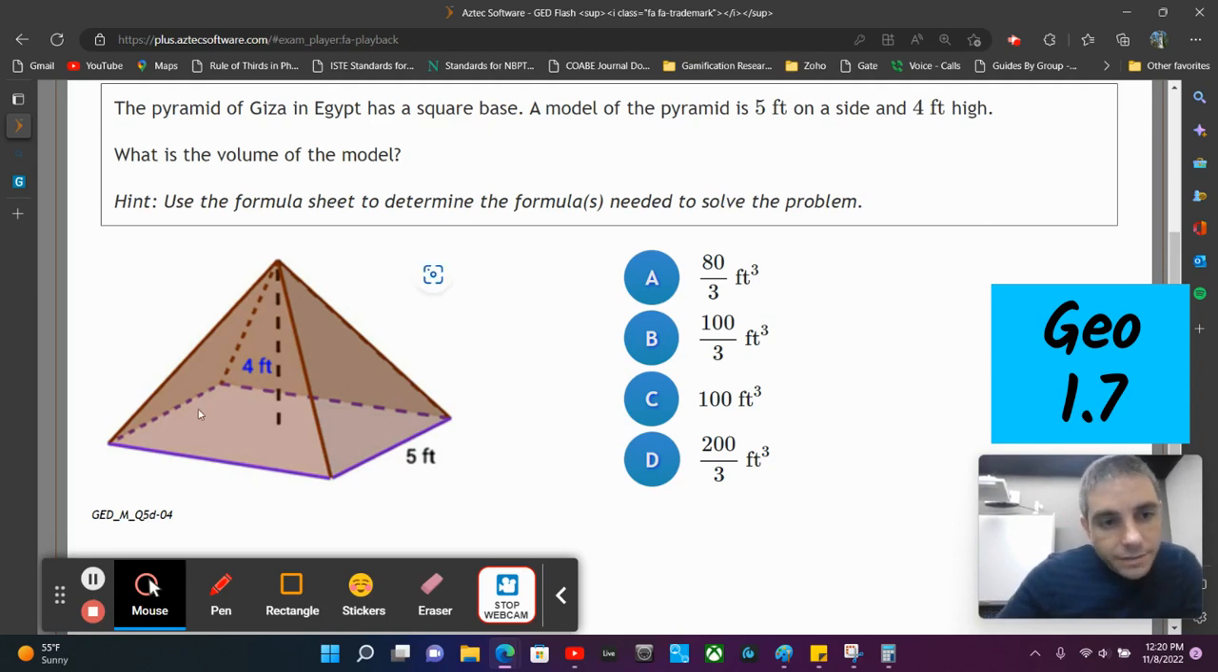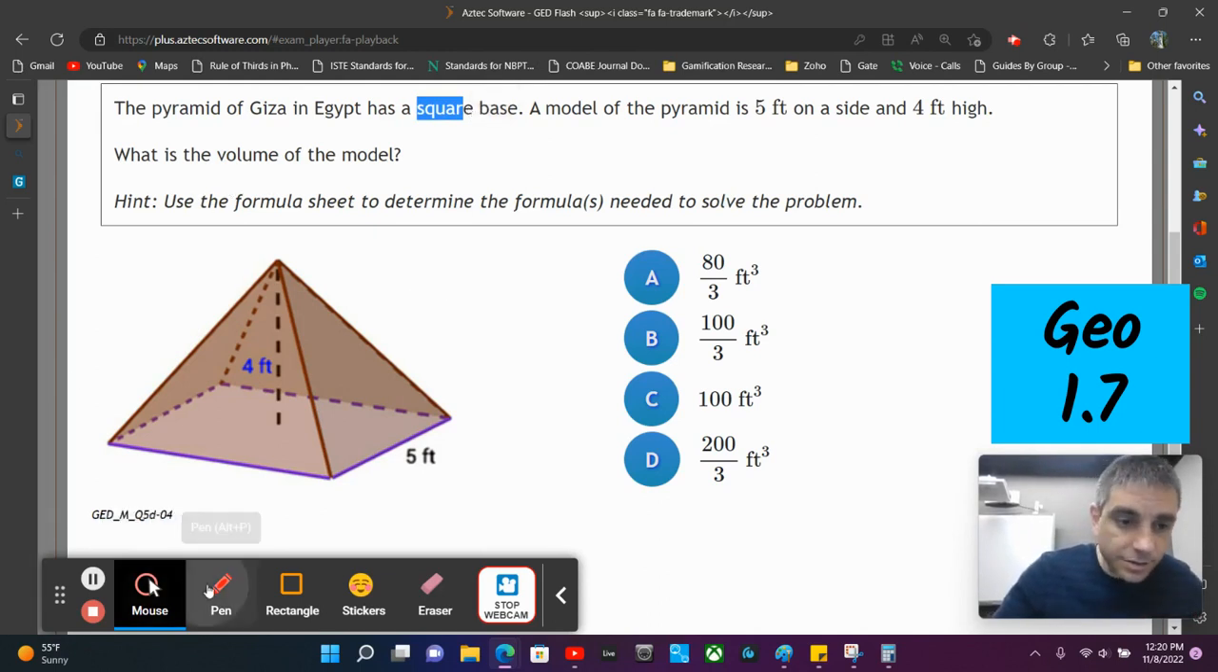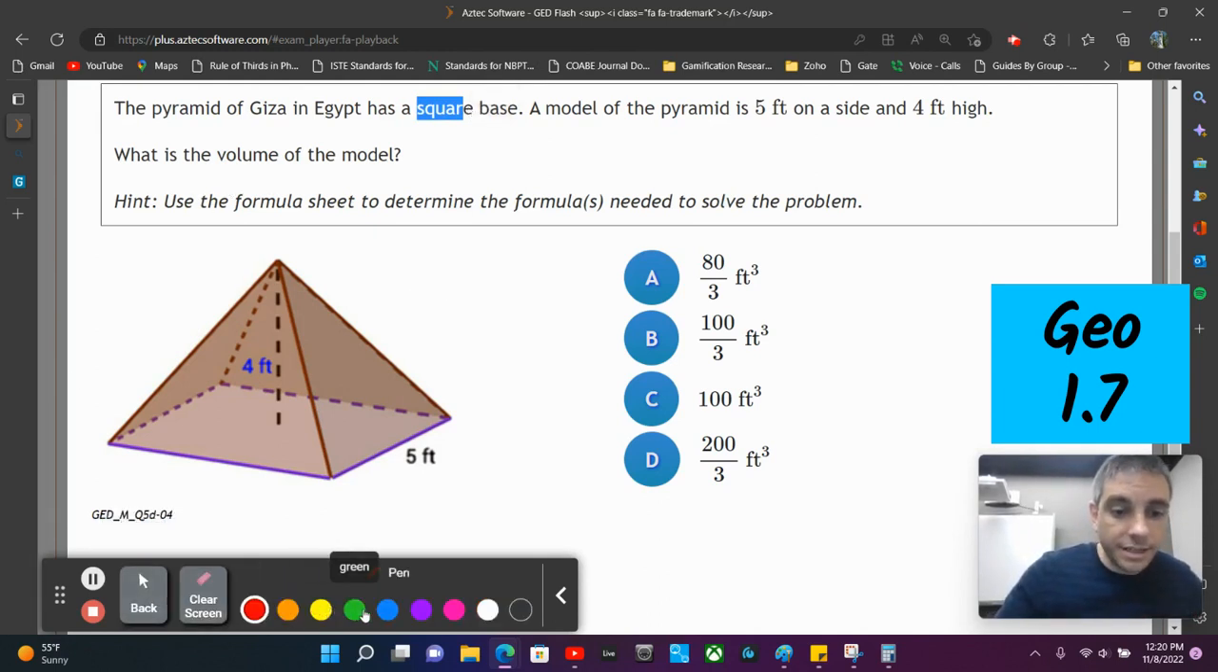The shape of this pyramid's base is a square. It tells us that in the instructions. A square, we know from prior experience, is where all sides are the same length. It also has 4 sides, of course. So a 4-sided shape for area means we multiply the base, we multiply the 2 sides, which form a 90-degree angle, basically like the base and the height. So it's going to be 5 times 5.